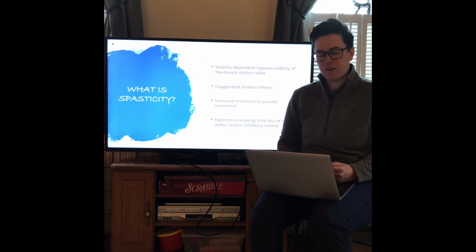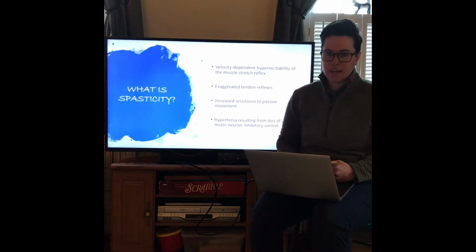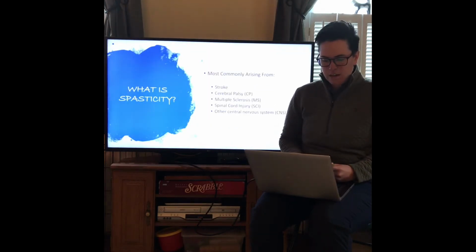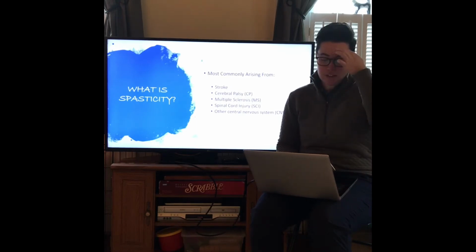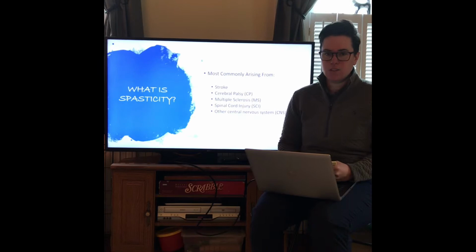And there is hypertonia, which results from a loss of upper motor neuron inhibitory control. Spasticity most commonly arises from stroke, cerebral palsy, multiple sclerosis, and spinal cord injuries, or any other central nervous system lesion that may be going on. This is dealing with an upper motor neuron inhibitory control, so it would be part of the central nervous system.